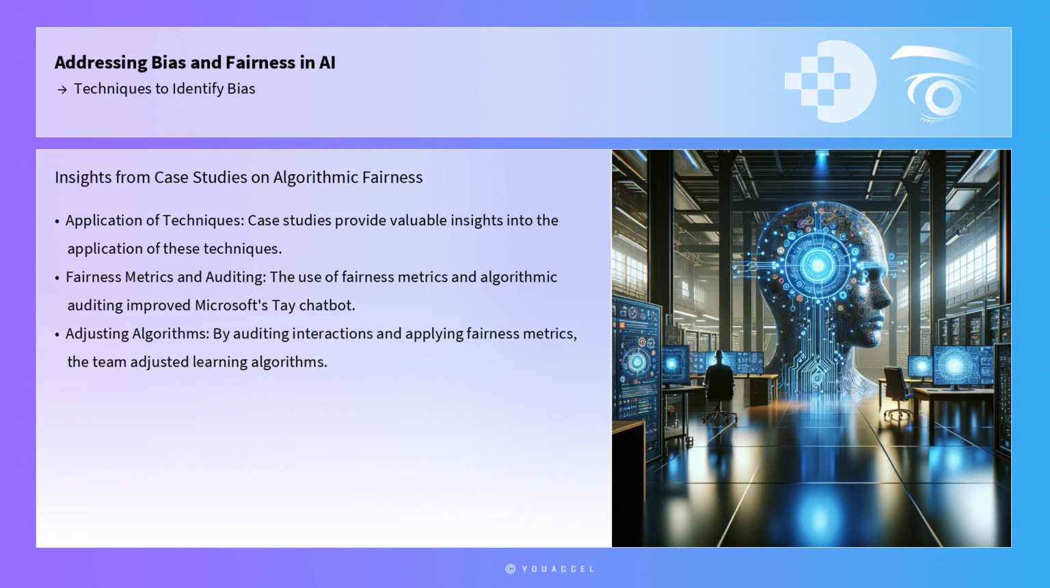For example, the use of fairness metrics and algorithmic auditing in the improvement of Microsoft's Tay chatbot, which was initially biased due to its learning from user interactions, demonstrates the effectiveness of these techniques in real-world scenarios. By systematically auditing the interactions and applying fairness metrics, the team was able to adjust the learning algorithms to better filter out biased data inputs.